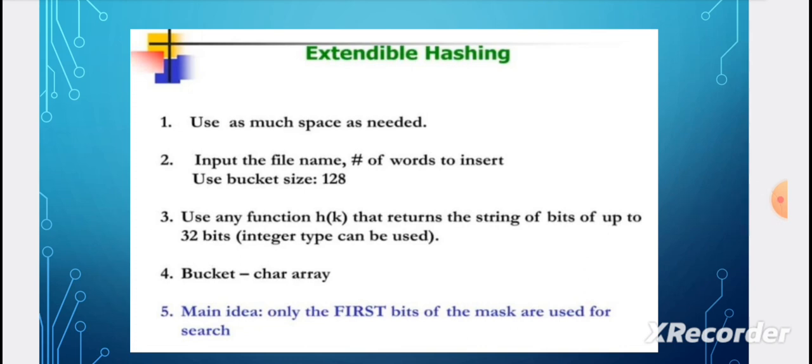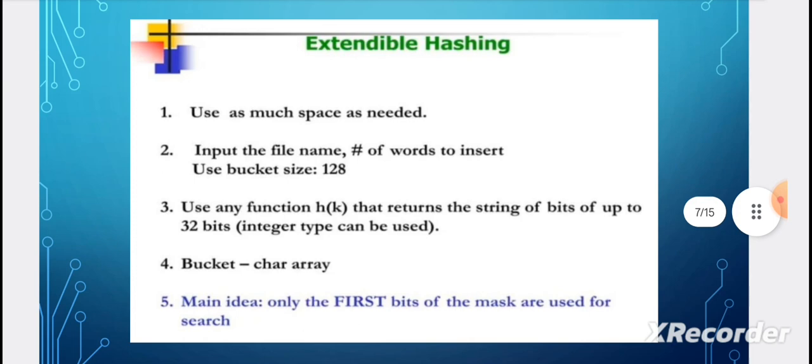Extendable hashing uses as much space as needed. Input the file name, hash of words to insert, and use bucket size as 128. Use any function h of k that returns a string of the bitmap of up to 32 bits. Integer type can be used. Bucket char array. Char is nothing but the character. The main idea is that only the first bits of the mask are used for the searching part.